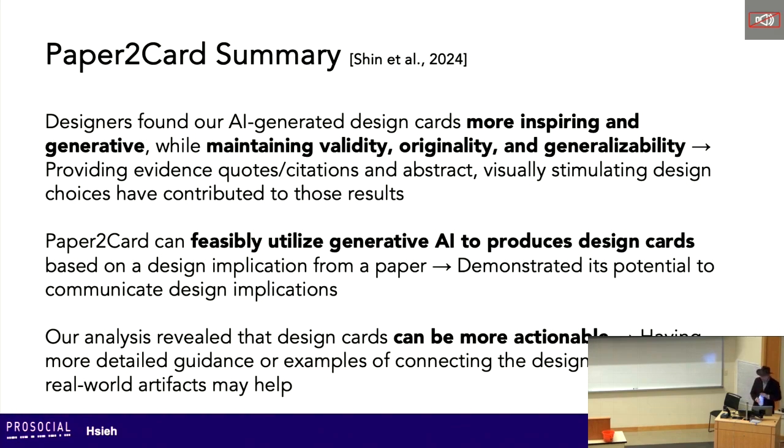We can also demonstrate that it is feasible to utilize generative AI to produce these design cards. We came up with a pipeline to do that. And you can then imagine this broadly applied to any of the papers that are being published, to try to generate these design cards. Our analysis did show that potentially we can make it even more actionable compared to the design implications presented in the papers, but that's something that we did explore, as I'll talk about next.